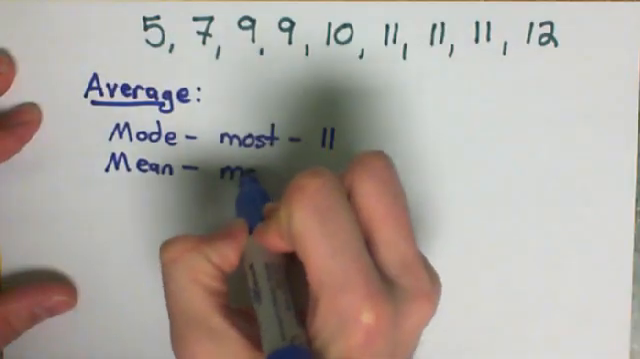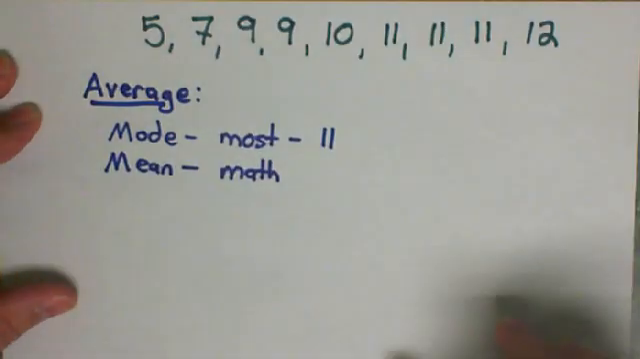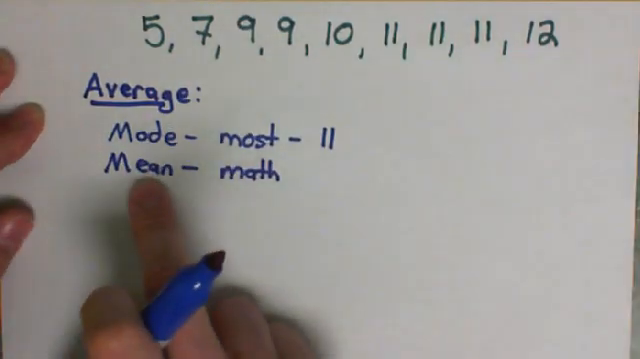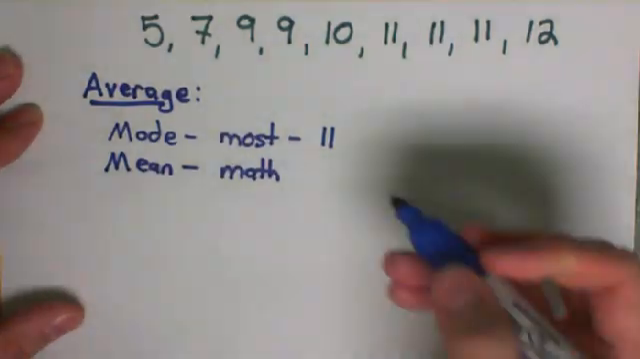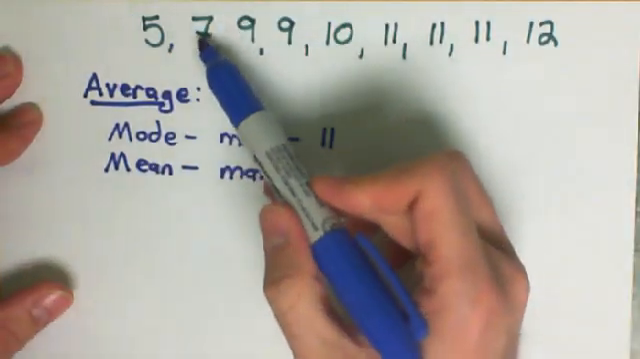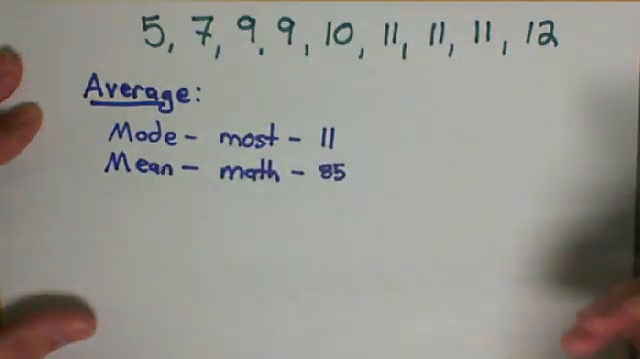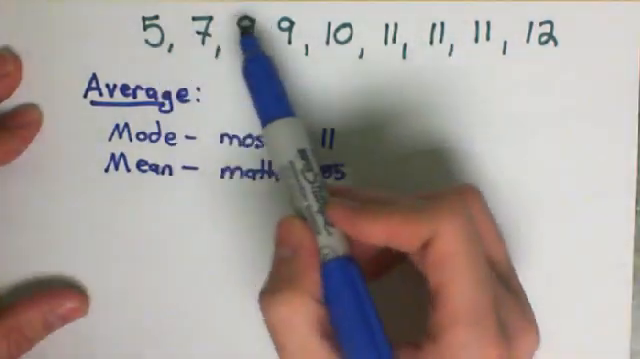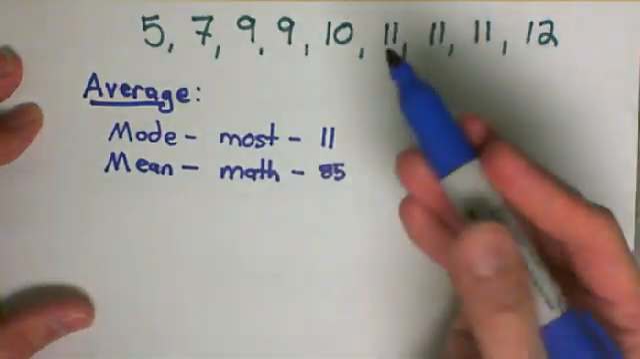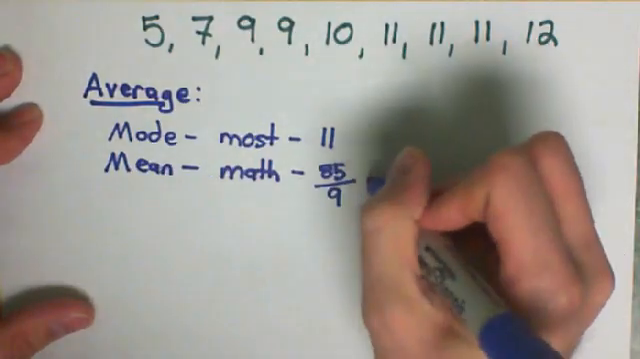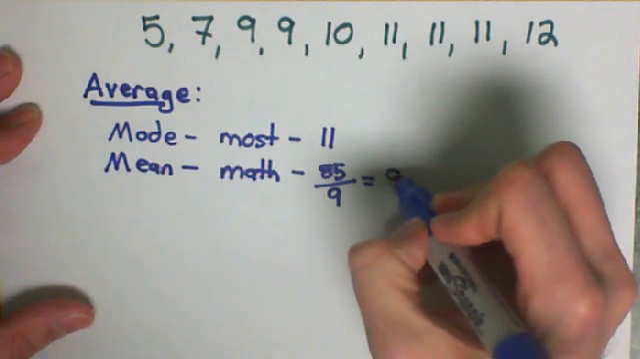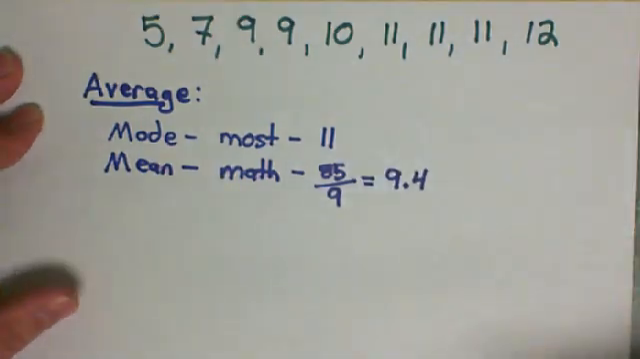And the mean is when you're doing that math. Add them all up, divide by how many. And it's mean to make you do that because it's a lot of steps. So I would add these up, 5 plus 7 plus 9 plus 9 and so on, and that gives me 85. I would divide by how many numbers? 1, 2, 3, 4, 5, 6, 7, 8, 9. So 85 divided by 9 is going to give me an average mean of 9.4.